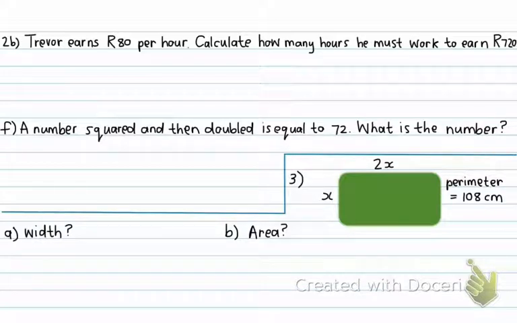Let's say he earns 80 Rand, and we don't know how many hours he must work, but altogether he must earn 720 Rand. Okay, so now to get x alone, I have to get rid of this 80, and because I'm multiplying, I have to divide on the other side. Okay, so 720 divided by 80 will give me an answer of 9 hours.